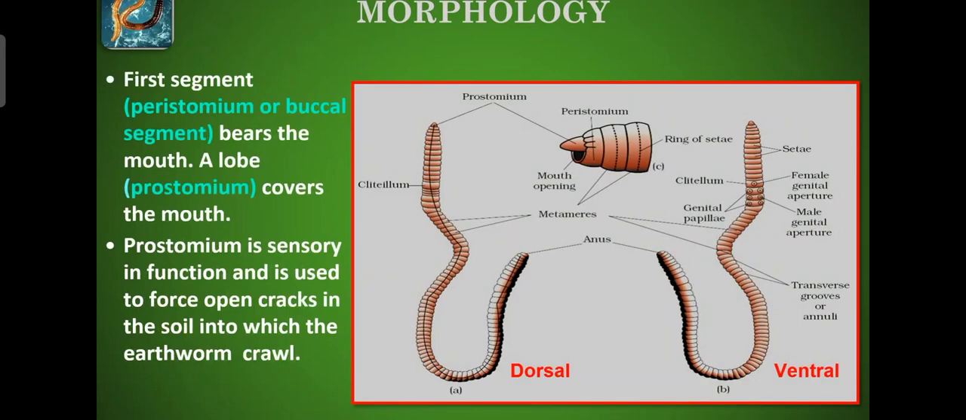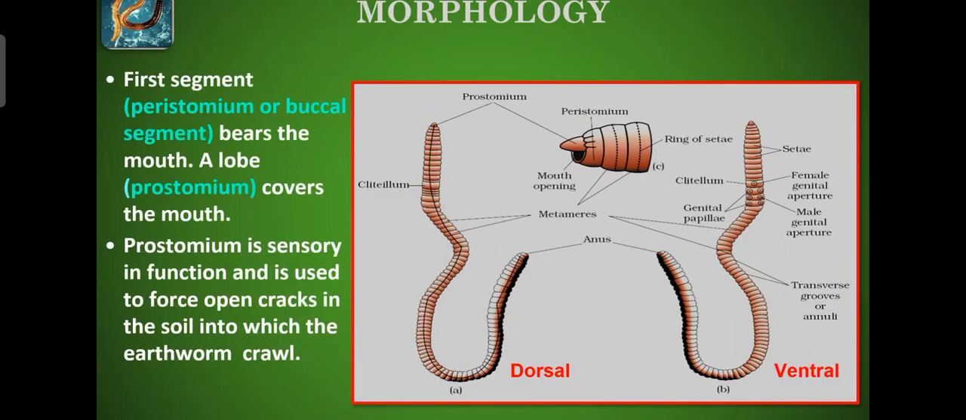In the middle picture you can see the first segment, it is called the peristomium. Peristomium, that is the first segment, and it bears the mouth. So it is called peristomium. Mouth is present, and that mouth is covered by a lobe-like structure. That lobe-like structure is called prostomium. Clear? Don't get confused here.